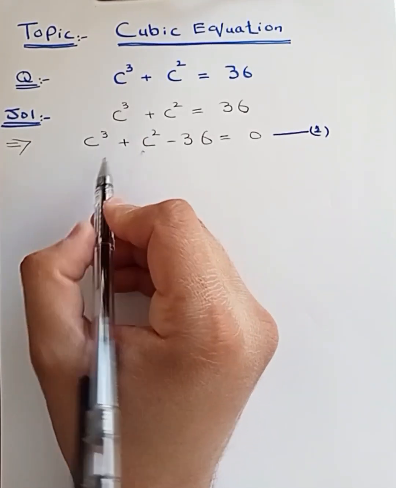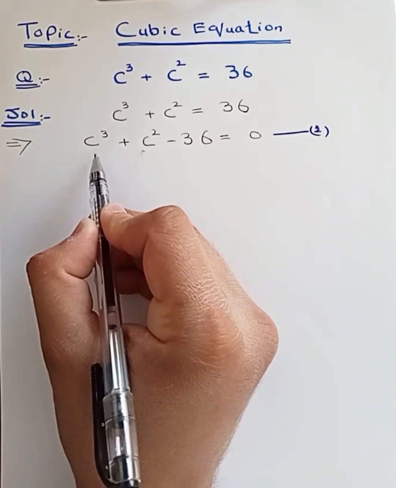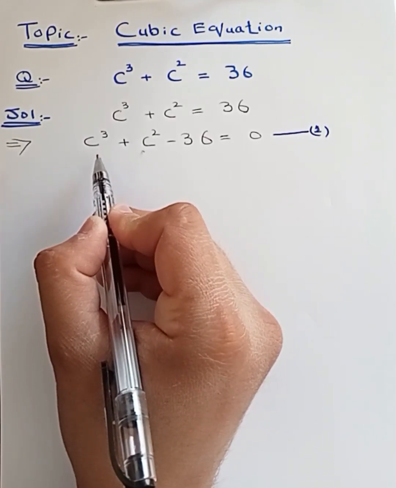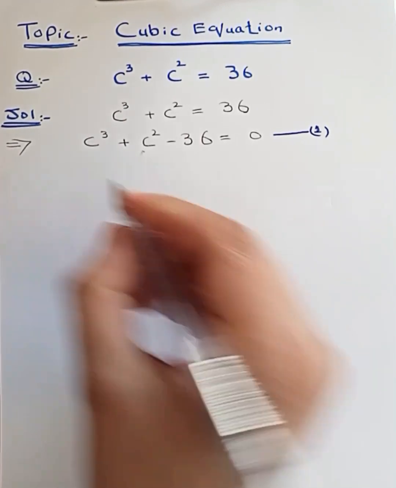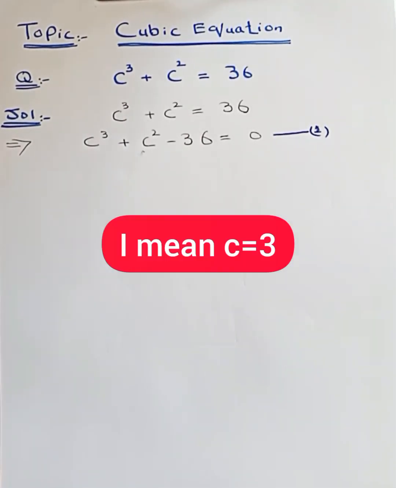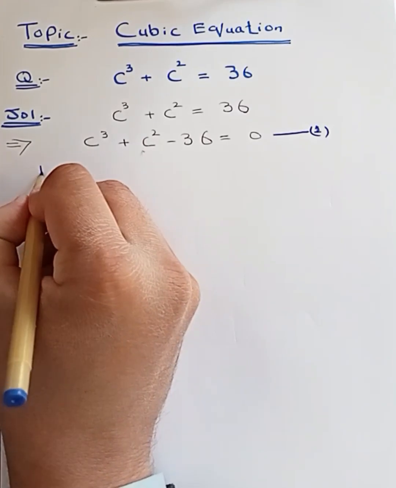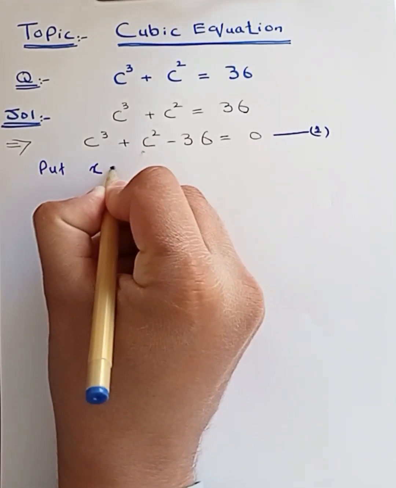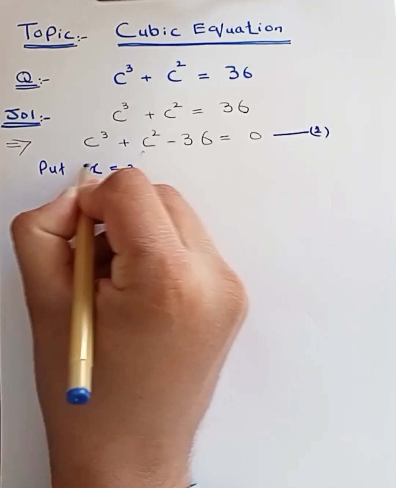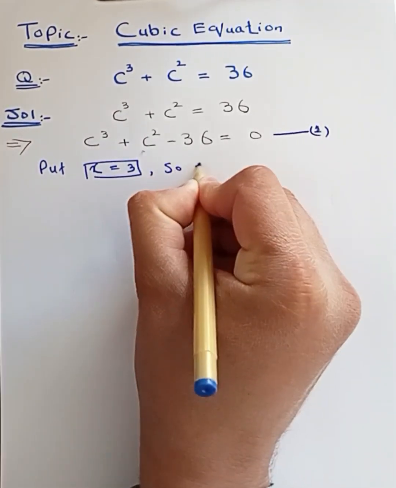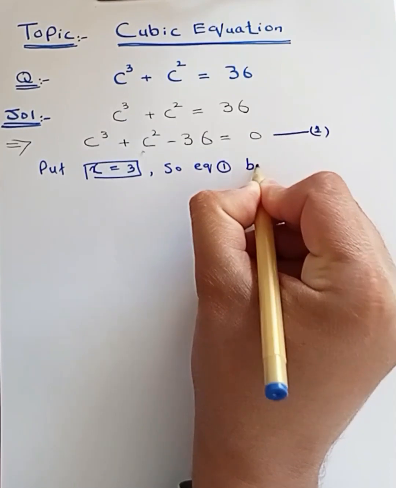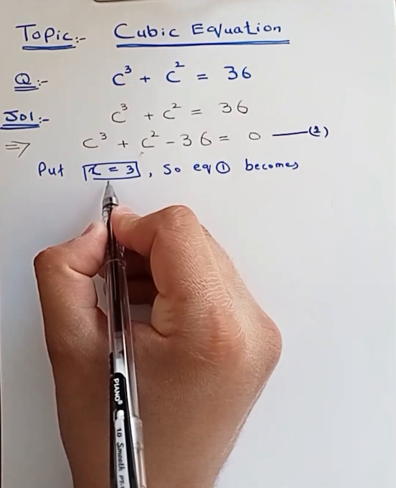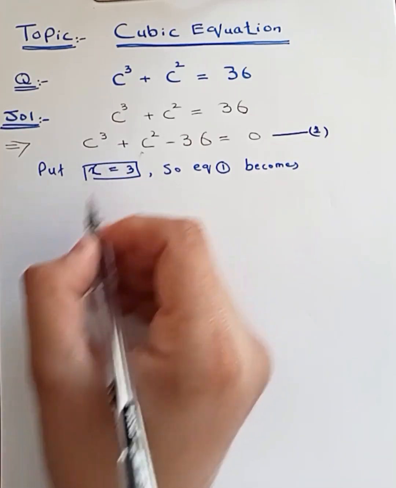Now we will use the hit and trial method just to see if we can find a root. If we put c is equal to 3, then c is equal to 3 is the real root of this equation.